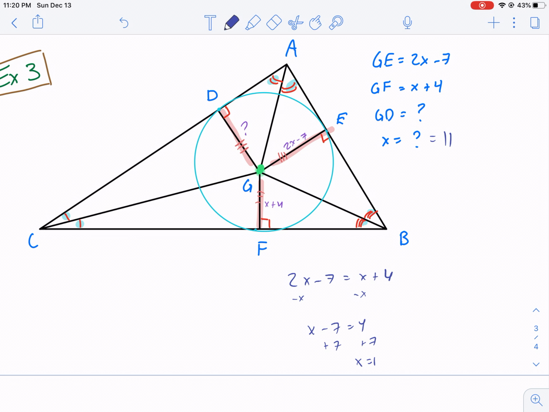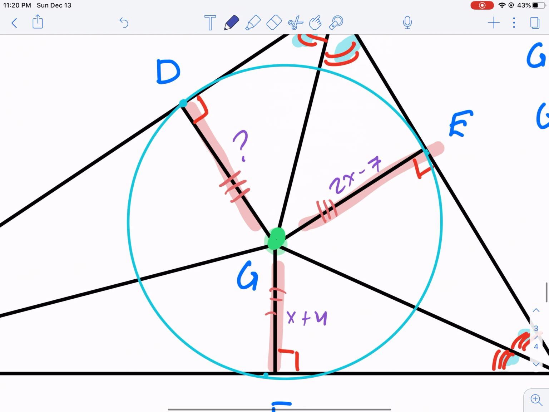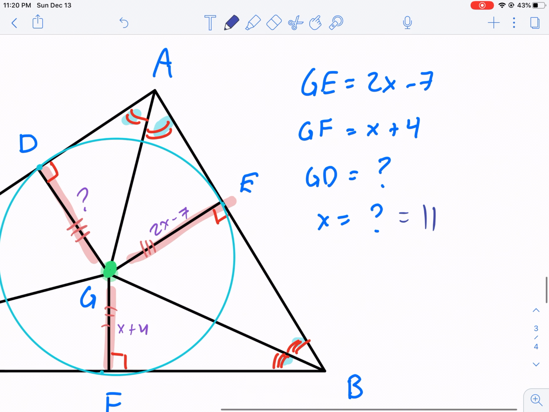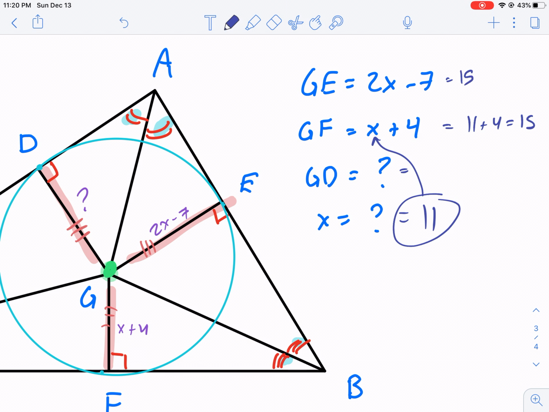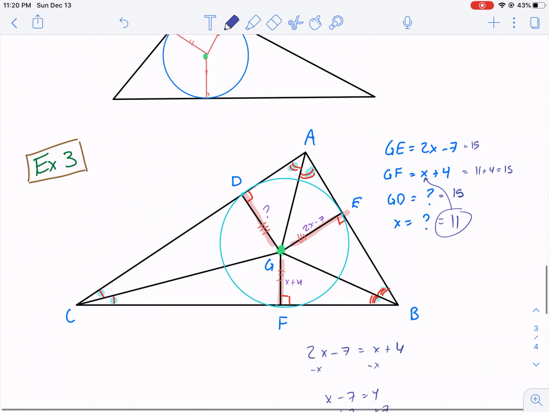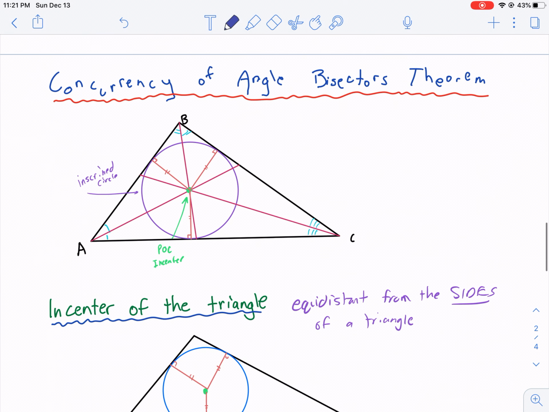And now if we're trying to find the length of GD, you'd think there's nothing to input, but there is. It's the same distance as GE or GF. GF is a little bit easier to solve, so I'm going to substitute the value in for x, and I get 11 plus 4 equals 15. So all these distances are going to be 15 equals 15. Okay, so quick recap. Incenter, you can draw a circle on the inside. It's where the 3 angle bisectors meet up, and that incenter is equidistant from the sides of a triangle.